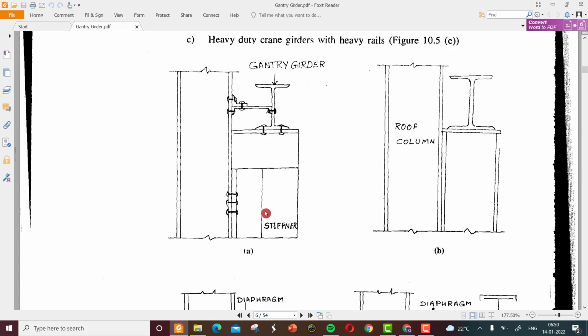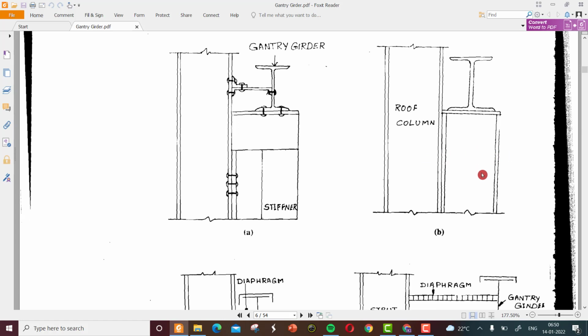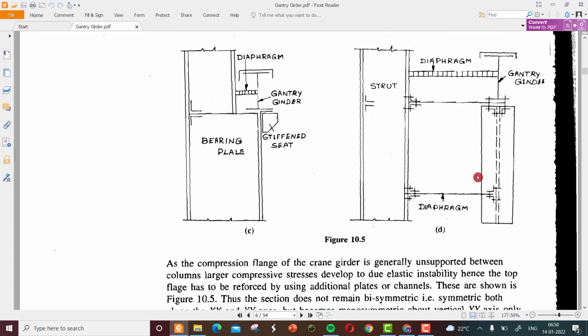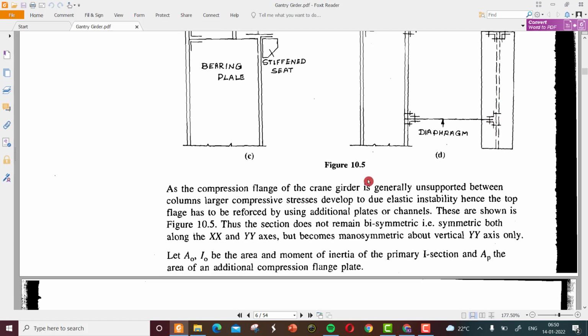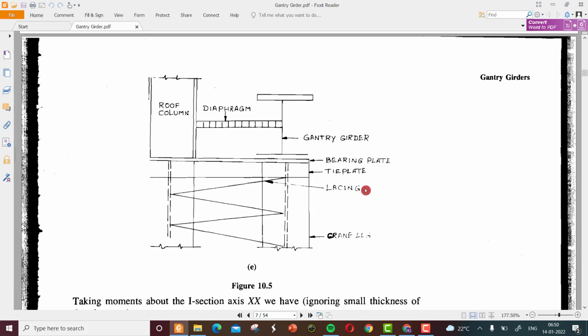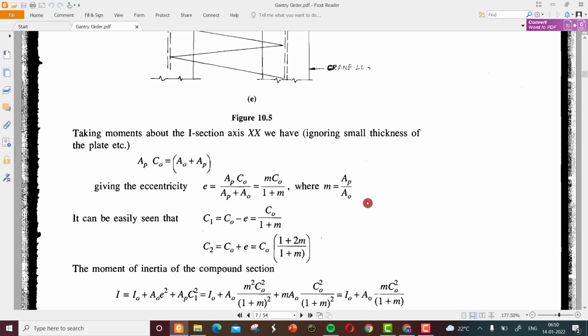This is actually not a stepped column. The column is attached, such an element is attached to the main column. It is bolted, and upon which the gantry girder is positioned. And this is actually a side by side two columns. This is actually a stepped column. There are different arrangements, which we're not looking into in this video.